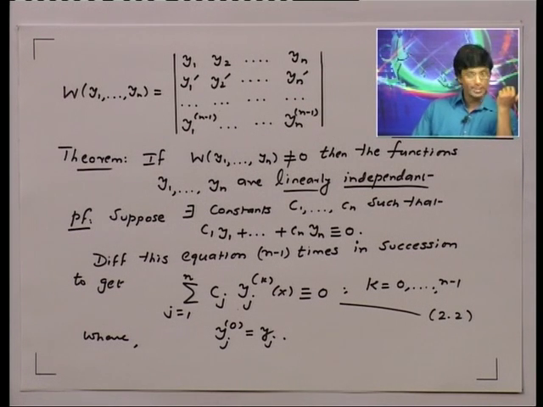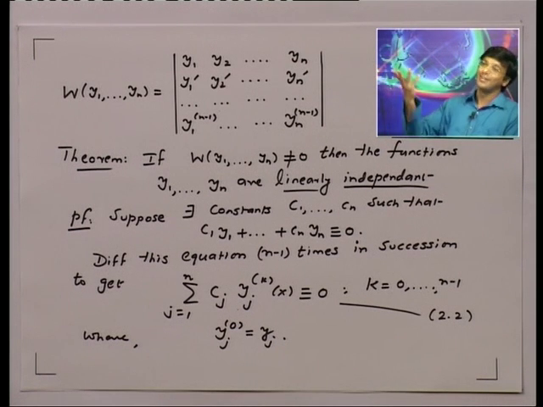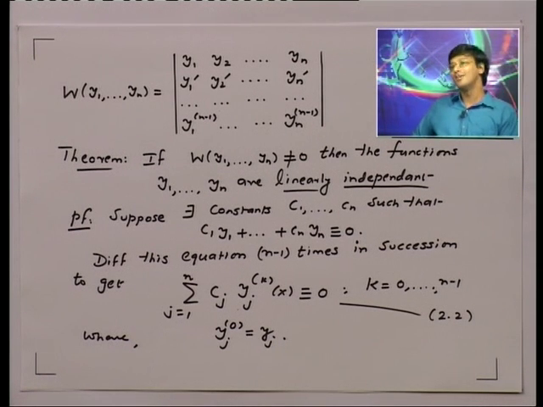It is a system of n equations. I can think of them as n linear algebraic equations for C1, C2, Cn, and whose coefficient matrix has what determinant? The determinant is exactly the Wronskian, and the Wronskian is not 0. So, Cramer's rule from linear algebra tells you that it must have a unique solution, and that unique solution is exactly the 0 solution. And so, that is it, that is the proof.